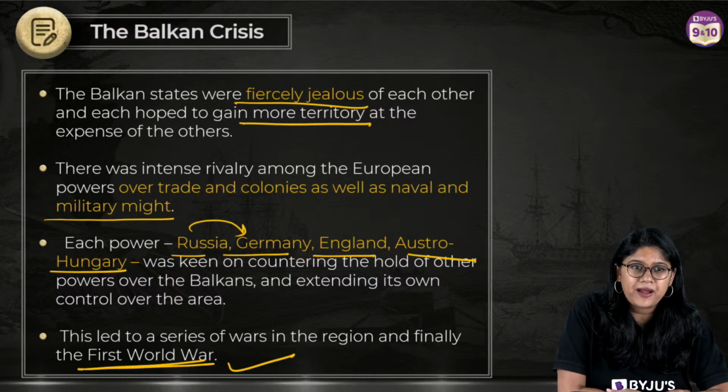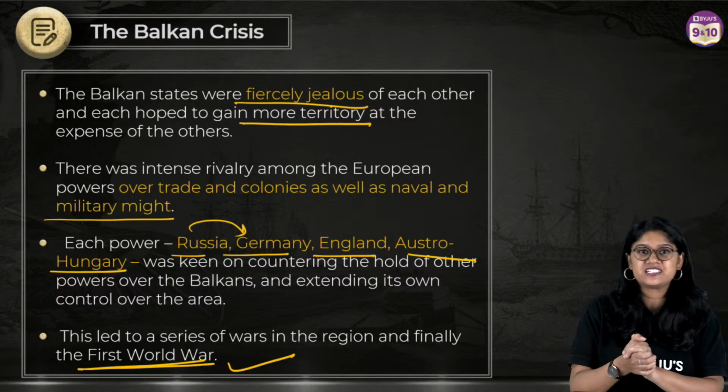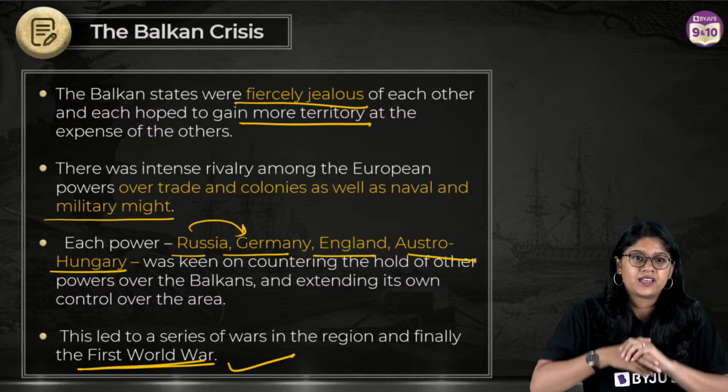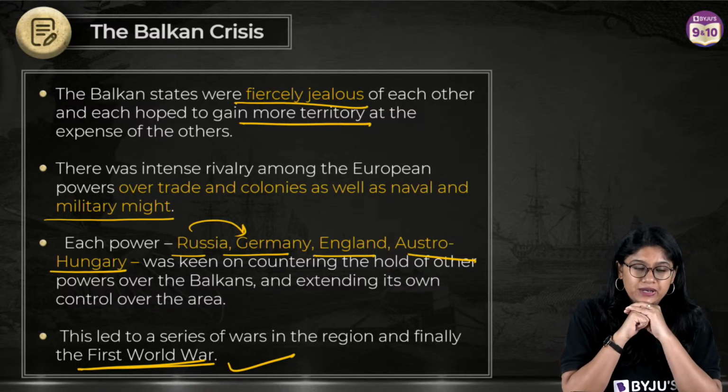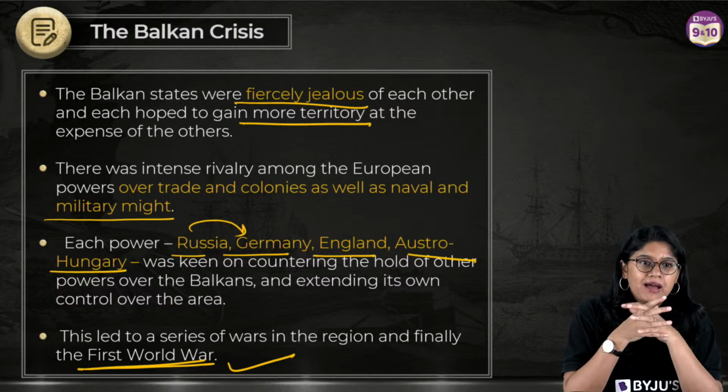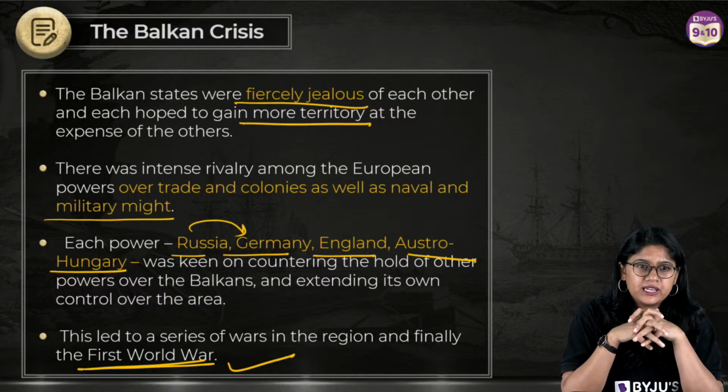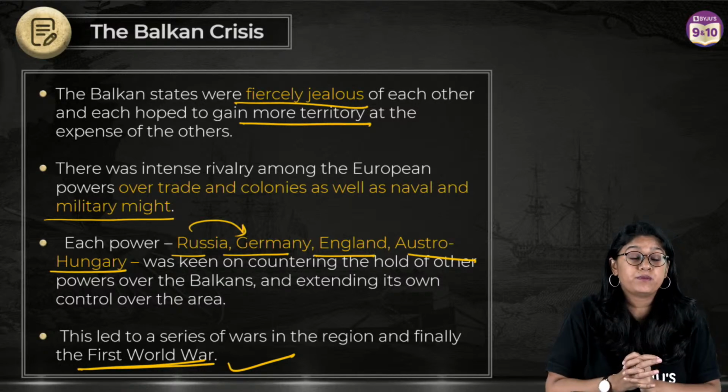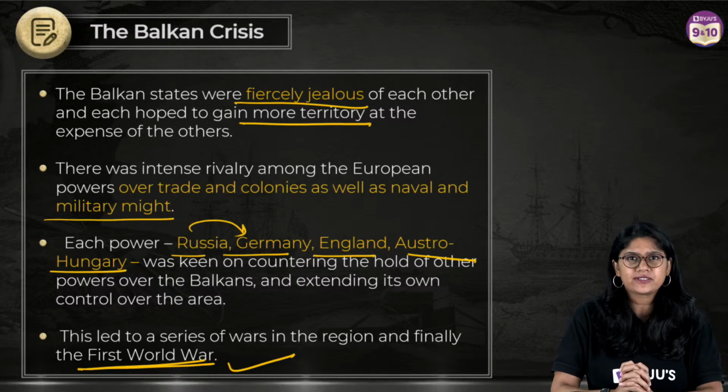Ma'am, why did the Russian Empire fight wars? Because it already had a big empire. See, Tushar, the bigger an empire is, the more land it needs. Ma'am, why were the powers keenly interested in the Balkans? Because, of course, it was a land where they thought they could easily gain power and, of course, for the resources.